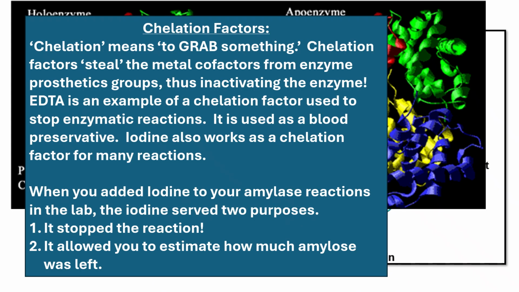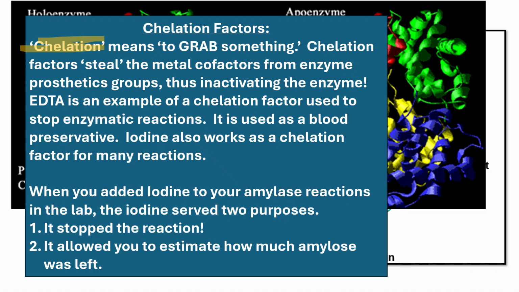Okay, now before we go any further, I should mention to you what something called a chelation factor is. The word chelation refers to grabbing something. It literally translates from Latin as to grab something. And a chelation factor is a chemical that we use in the laboratory, and there are several of them, so I'm not mentioning any particular one, and what they are is chemicals that have the ability to basically grab and steal the prosthetic groups out of an enzyme. And when you do that, you stop the enzyme from functioning.